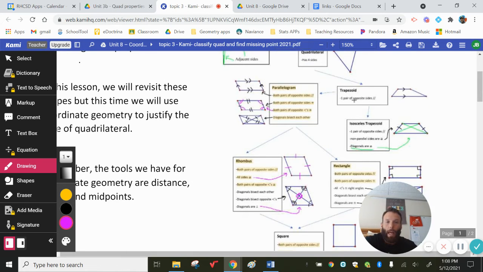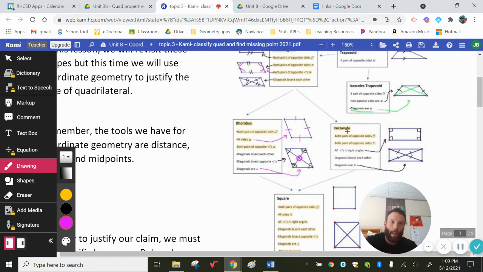Well, I have more than just one pair of opposite sides parallel, so it's better than a trapezoid. So I'm going to keep flowing down my chart here. Then I go to parallelogram. I do have both pairs of opposite sides parallel. That's true. So I definitely also have a parallelogram. So it is a trapezoid, it is a parallelogram, but can it be more specific than that? And yes, because what a parallelogram does not have, but a rectangle does, is all right angles. It has opposite sides that are parallel, and it has right angles.